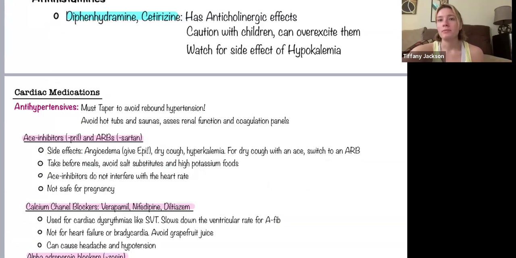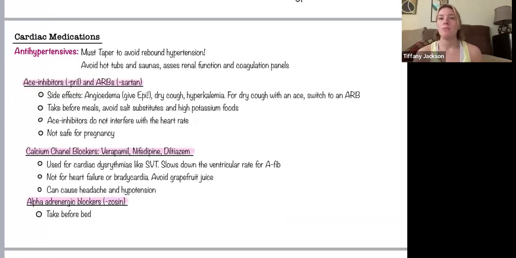Beautiful. All right, my friends, we are going to go ahead and move on to our cardiac medications. Up first, we're going to talk about antihypertensives. Regardless of the specific type of antihypertensives, we have general rules of thumb. So if your patient is on an antihypertensive, we must taper this medication to avoid rebound hypertension. Okay. Also, while your patients are on these drugs, we want to avoid hot tubs and saunas, assess renal function, and our coag panels.